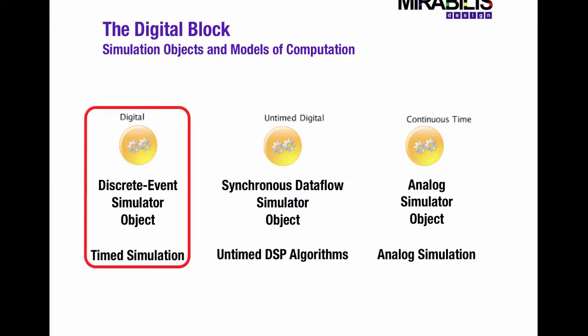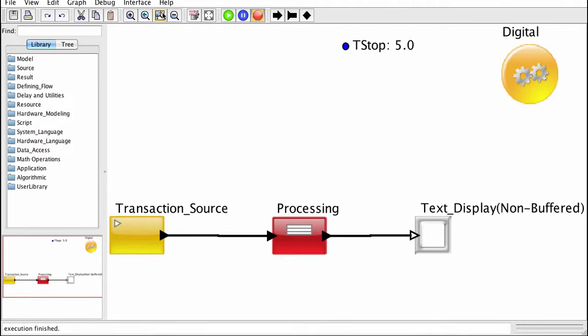Most of the simulations you're going to be running in VisualSim Architect are going to be time-based simulations, and therefore these will require the instantiation of the digital block to indicate that time-based simulation is required for the system you've created. Consider the following block diagram.